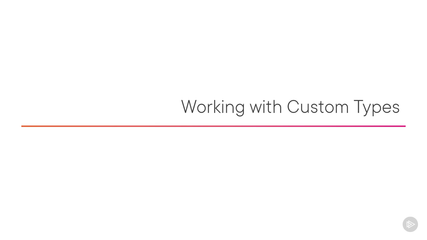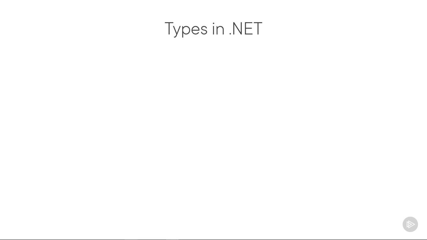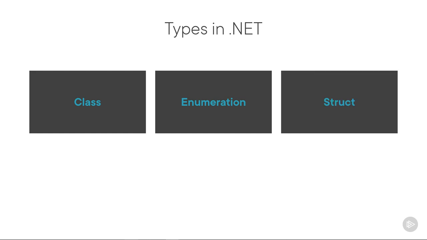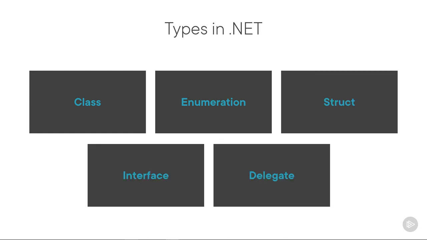Now that we know more about reference types and value types, let's dive a bit more into custom types. When talking about types in .NET, we can create different categories of types. We have already seen how to create a custom class, and that is by far the most commonly used custom type. But there are others. In total, there are 5 categories of types. So we have already worked with the class, but we also have the enumerations, the struct, interfaces, and delegates.